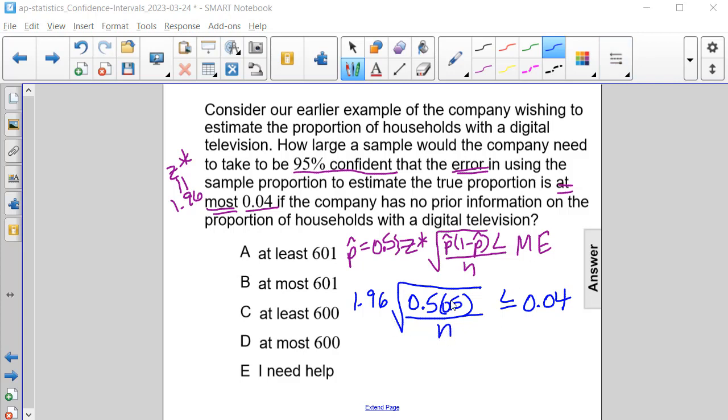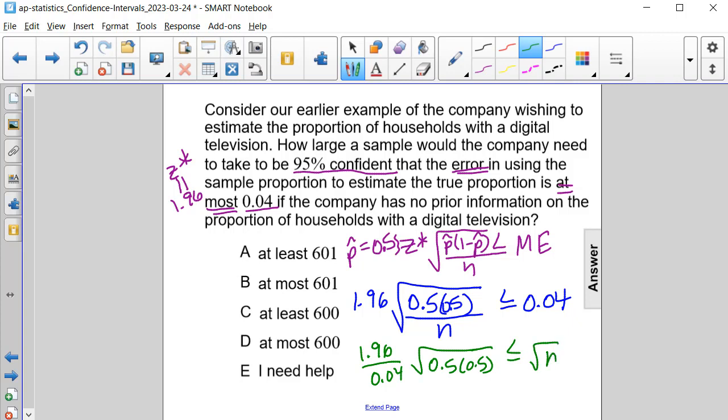Now remember that the square root includes both the numerator and the denominator. So if we move n to the other side, we have to multiply both sides by the square root of n. And we can move the 4/100ths to the other side by dividing both sides by 4/100ths. When we do that and simplify, we end up getting that 1.96 divided by 4/100ths times the square root of 5/10ths times 5/10ths is less than or equal to the square root of n.